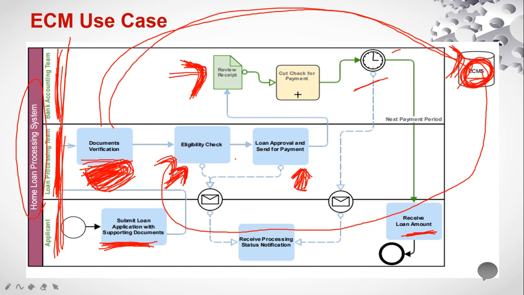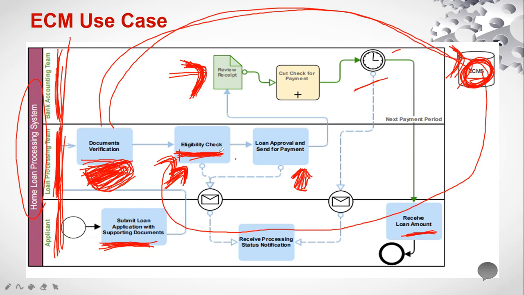So once the eligibility is done, let's say I have applied for 10 lakhs and I got approval for 8 lakhs. Once that approval is done, it will go to the next activity, that is the loan approval, and be sent for the payment activity. At the same time, when the approval is done, our applicant will be notified by email or by SMS that my loan application got approved and I got approval for the 8 lakhs.